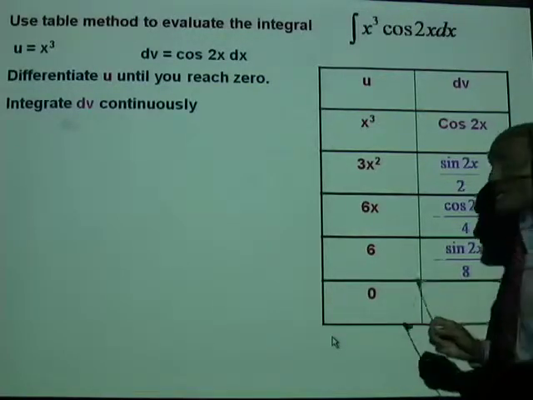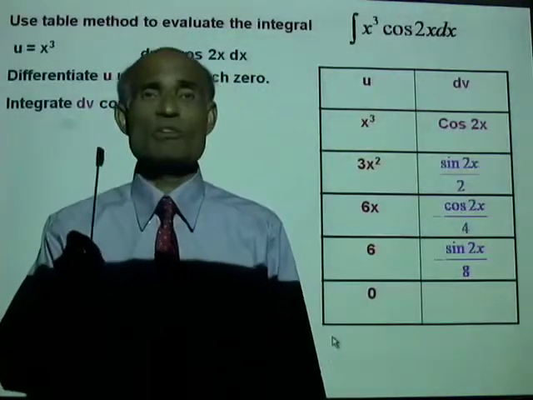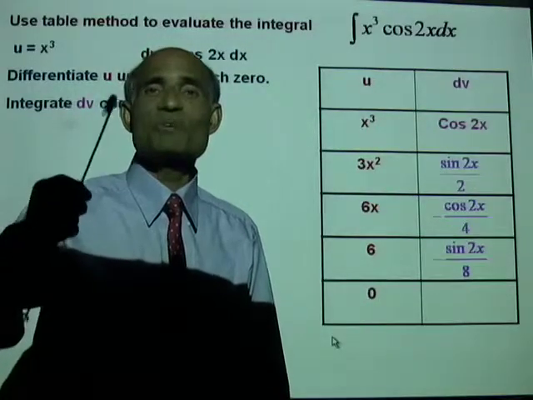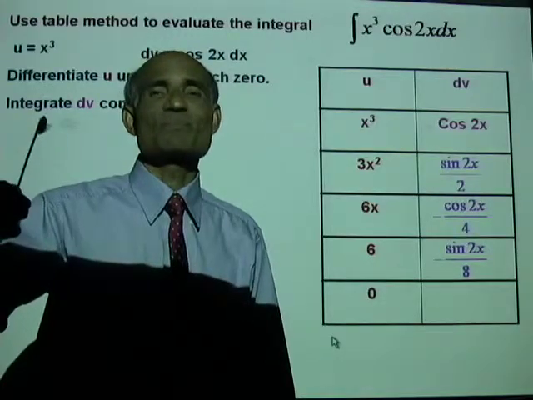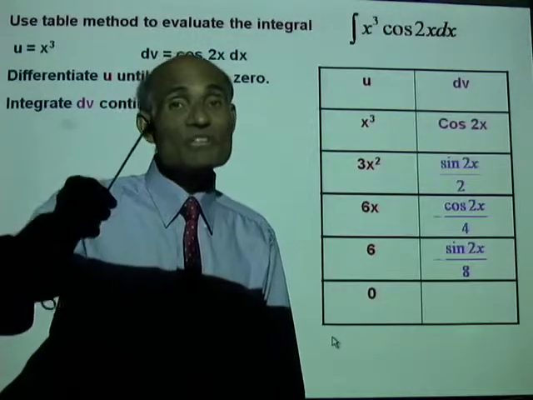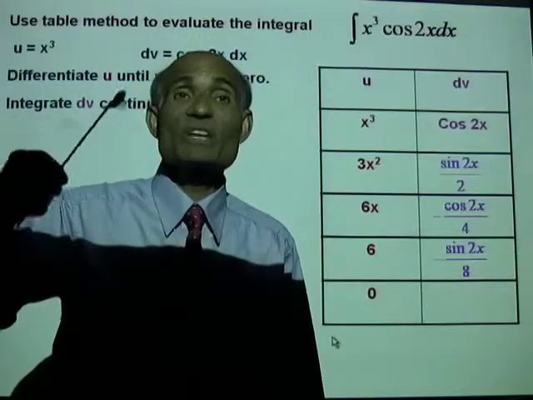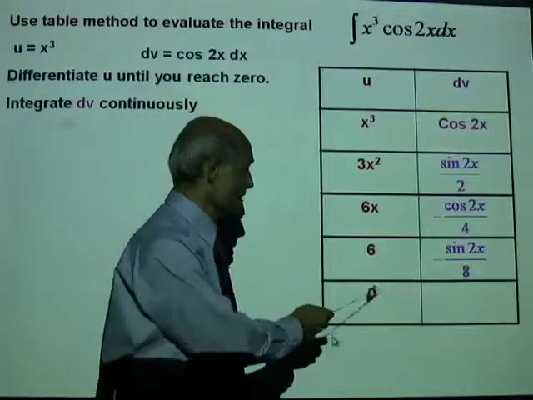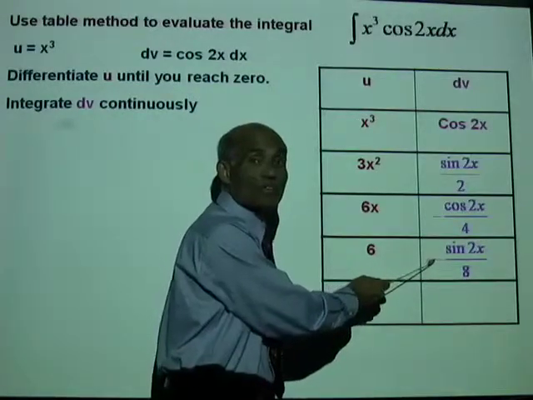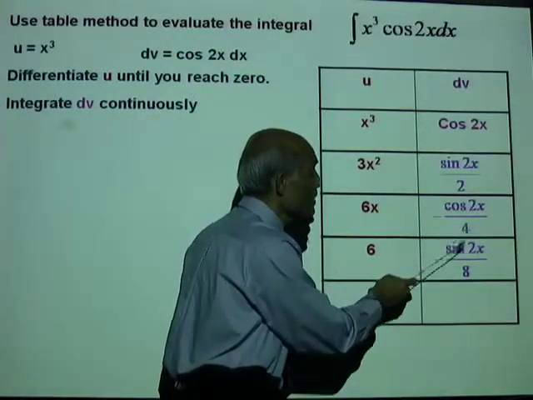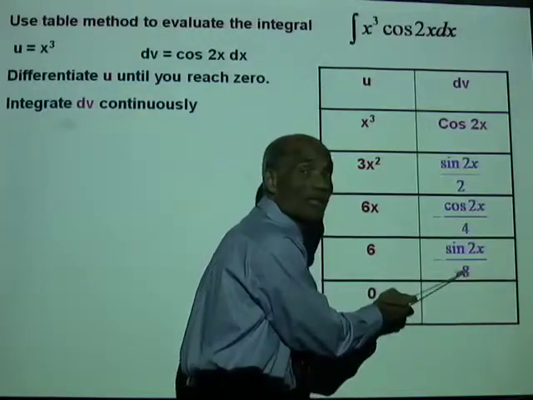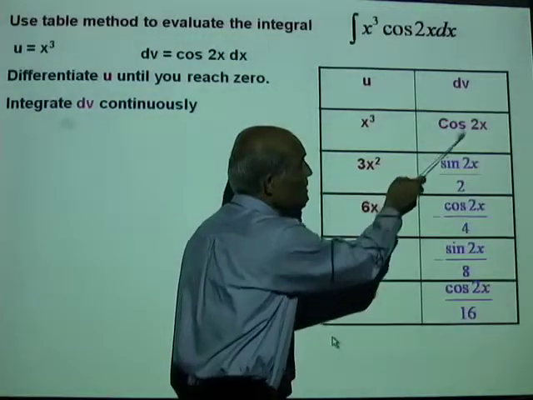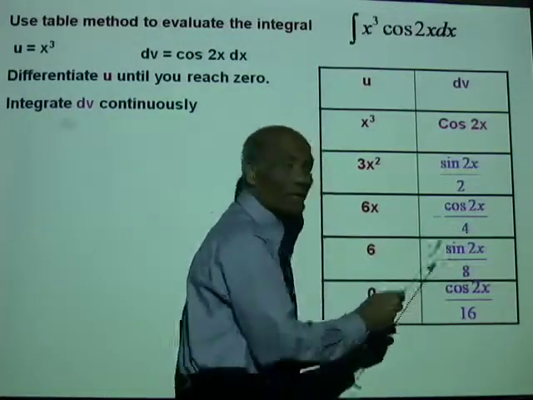Now if you integrate that, what will that be? Write that on your own. What is integral negative sine 2x over 8 dx? Integral sine 2x dx is negative cos 2x over 2. So that negative and this negative will make it positive. That will be positive cos 2x over 16. That's right. So we integrated cos 2x continuously.